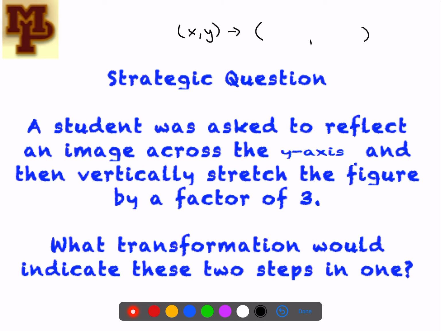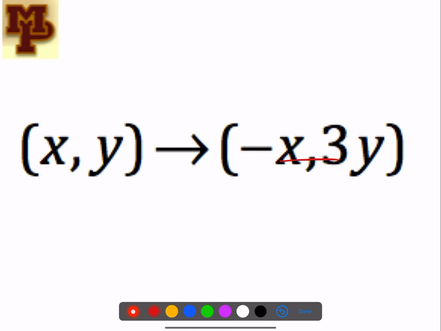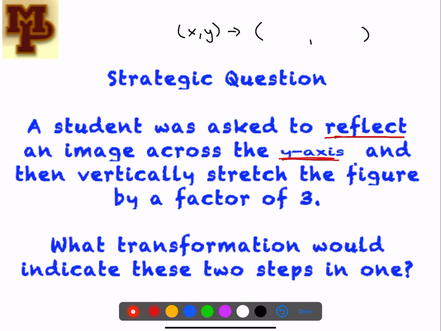Alright, so looking at this, we are reflecting over the y-axis. So if we're reflecting over the y-axis, all of our x values are going to be negated. They're all going to change whether they were positive or negative. So it's now negative x, because again, we're just negating all these. We're reflecting across the y-axis. And then we're doing a vertical stretch.